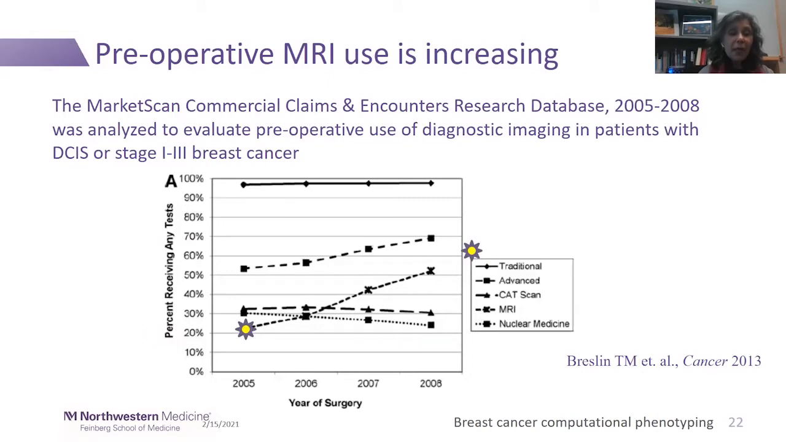Also important is the fact that preoperative MRI use is increasing. These are data from 2005 to 2008, but this trajectory has only continued, in fact, maybe even exponentially increasing. So it is a burdensome and expensive test with no proven improvement in cancer outcomes that is being used increasingly for a wide variety of reasons. And we wanted to address some of the questions related to the benefits of MRI. Next slide, please.